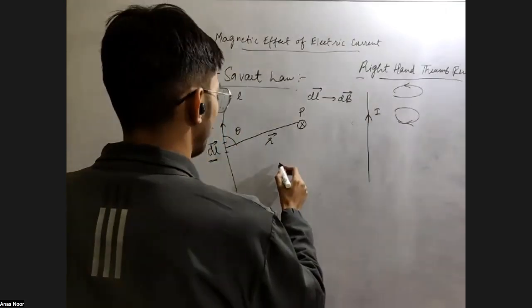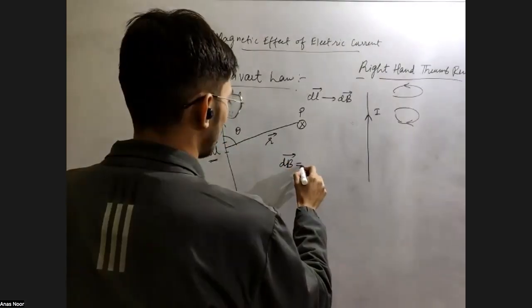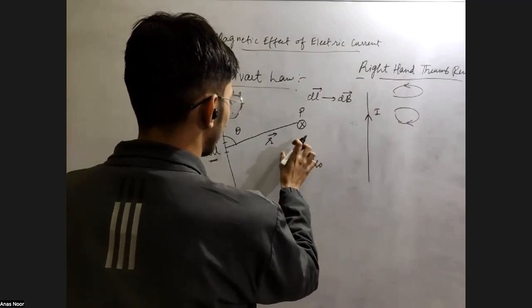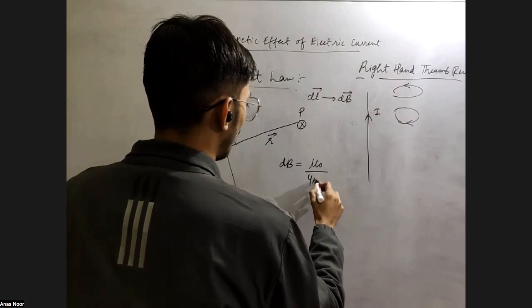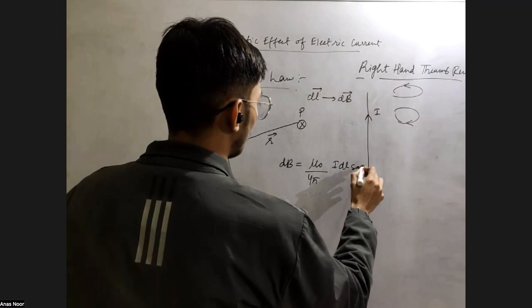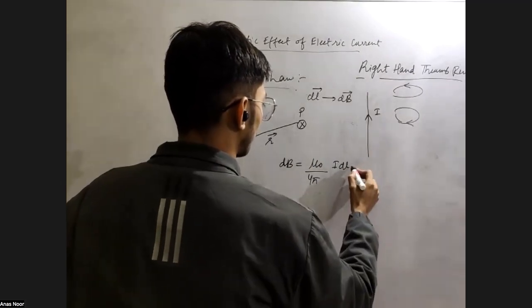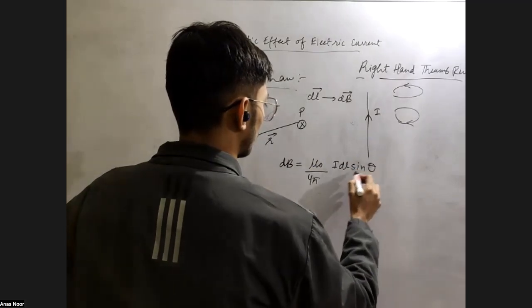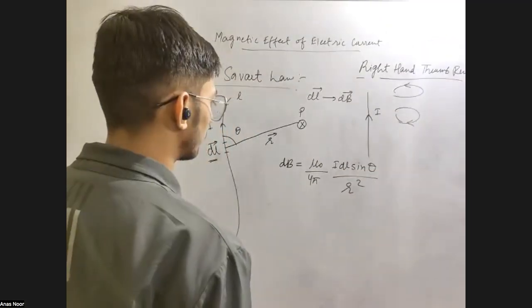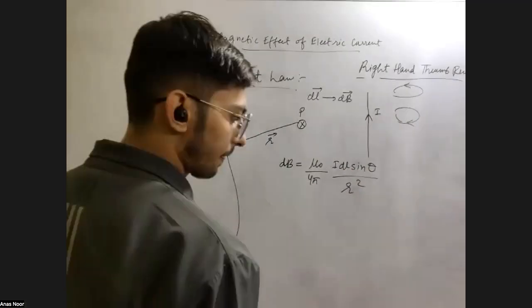And the formula for that is dB is equal to, let's first write the magnitude only, mu naught upon 4 pi, I dl sine theta, divided by r square. This is the formula.